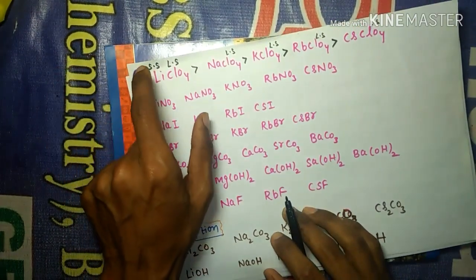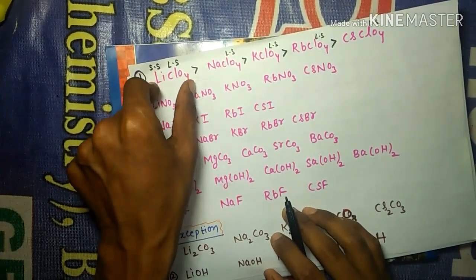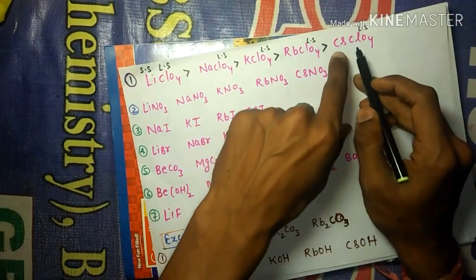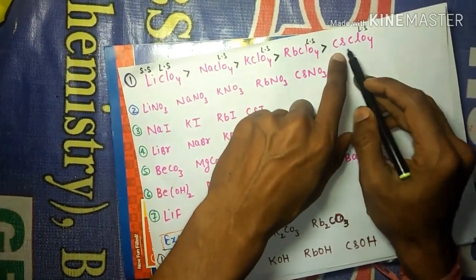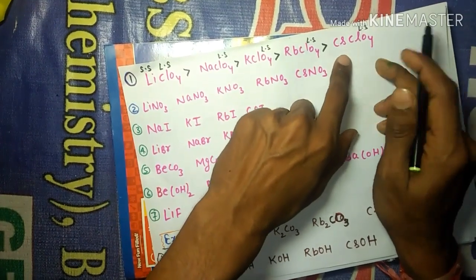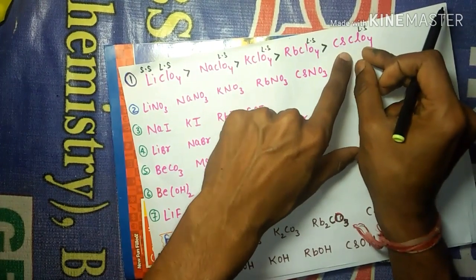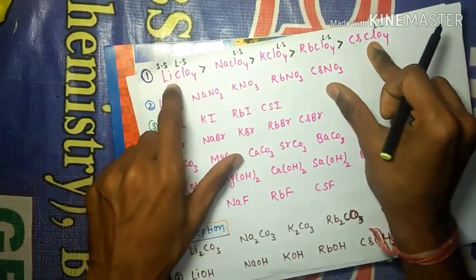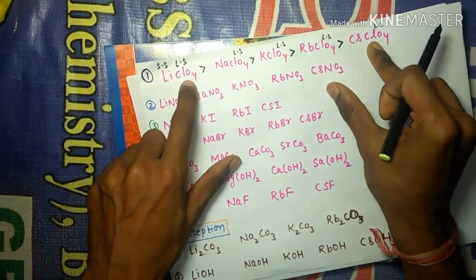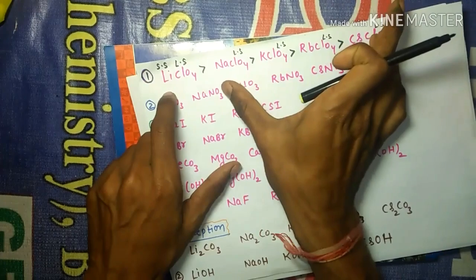Because LiClO4 has a large difference in size in comparison to CsClO4, because Cs is also a large size and ClO4 minus is also a large size. So there is a very minimum difference in the size. That's why this has the least solubility in the aqueous solution. Okay, and LiClO4 has the higher solubility in this order.